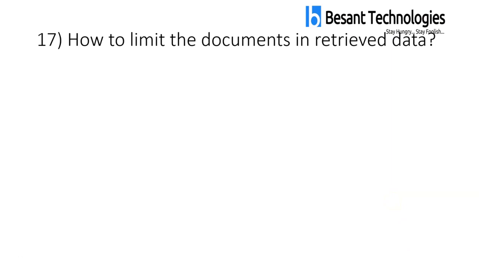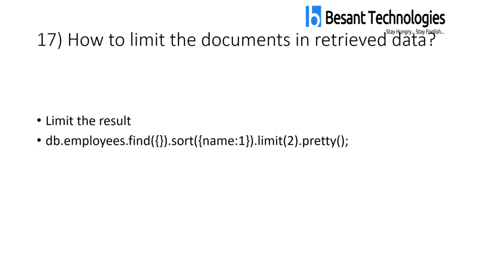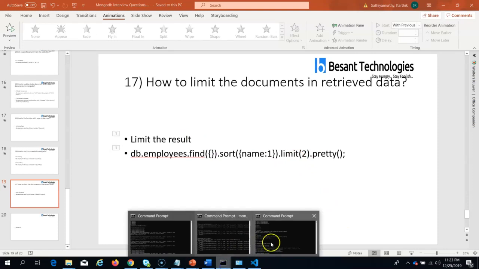So how to limit the documents in retrieved data? There may be a situation where you have so many documents, but you want to see maybe the first 2 documents. In that case you can make use of something called limit. You can actually limit what you need. So using the output of sort, you can add a limit to control how many documents are shown in the result. Let me show that.